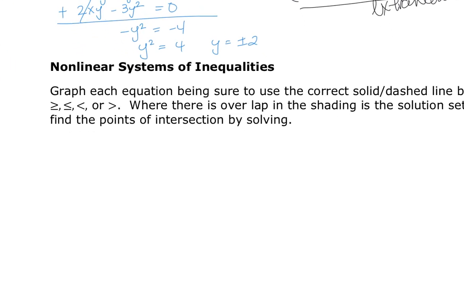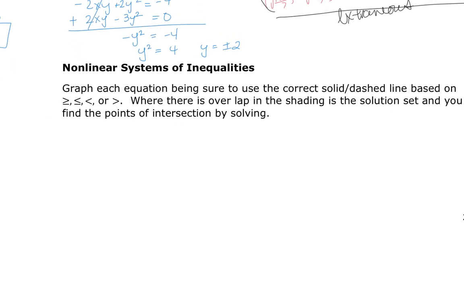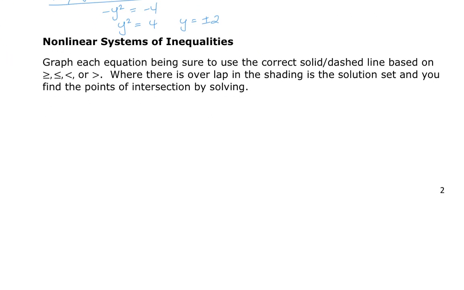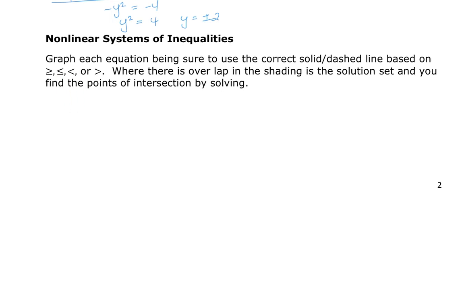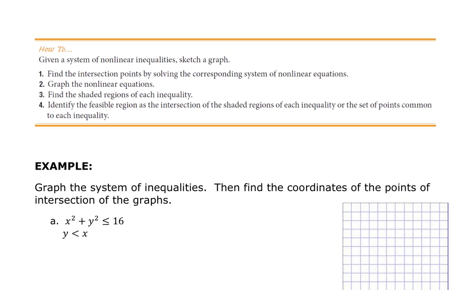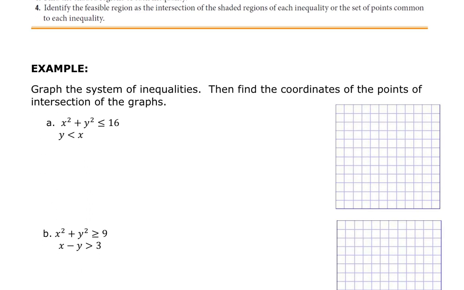Okay, when we are graphing systems of inequalities, we're either going to have dashed lines or solid lines, depending on whether or not my inequality is inclusive or non-inclusive. We use a solid line when we have greater than or equal to or less than or equal to, and dashed lines when we have strictly less than or strictly greater than. So here's the how-to, and we're going to go ahead and graph this.